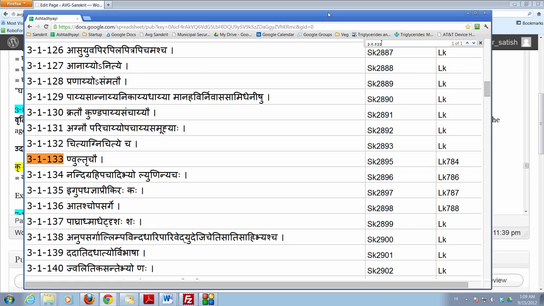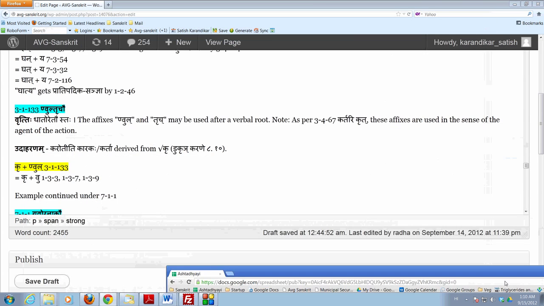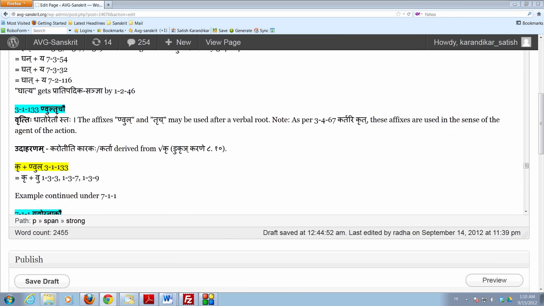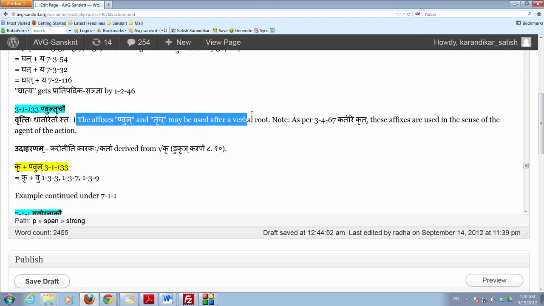So we are now starting this new topic, so to speak, within the Krit Prakaranam. We are moving on to the remaining part of the Purva Kridanta Prakaranam. Okay, Nul Trichau. Very simple sutram. All it says is that following a verbal root, these two affixes may be used. Dhatoh, because we are in the Dhatoh Adhikara, which starts from 3.1.91. The affixes nul and trich may be used after a verbal root.